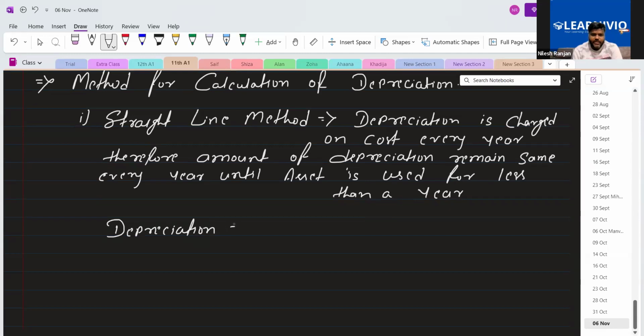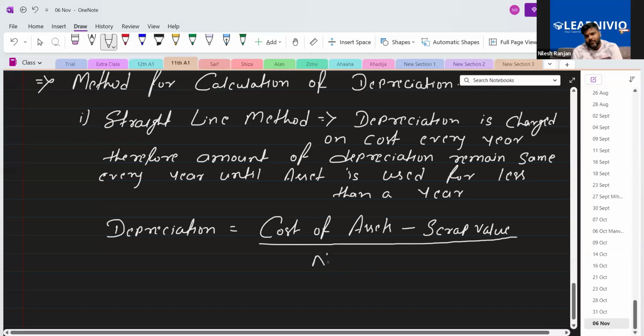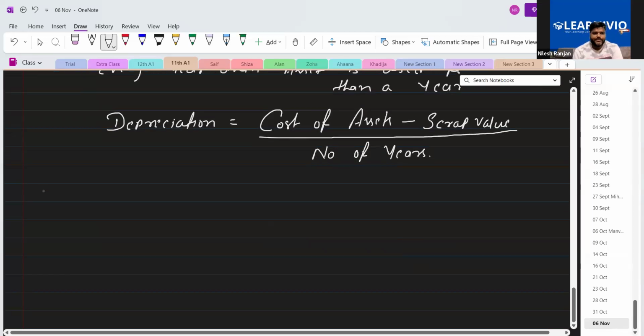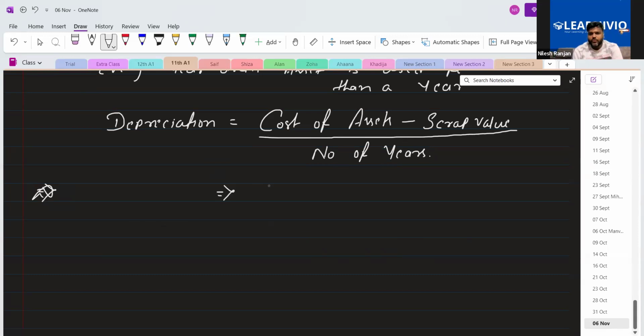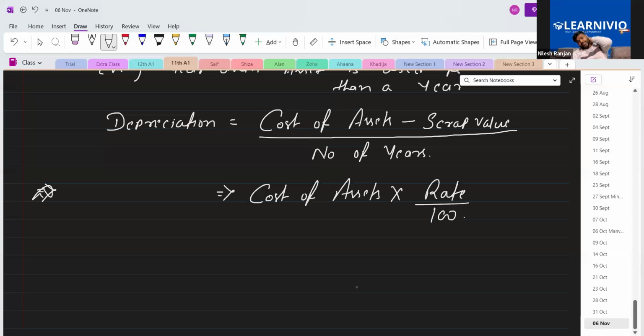So depreciation equals cost of asset minus scrap value, divided by number of years. Then, sorry, there is one more formula. It is cost of assets into rate by 100. Now, these are the two formulas.